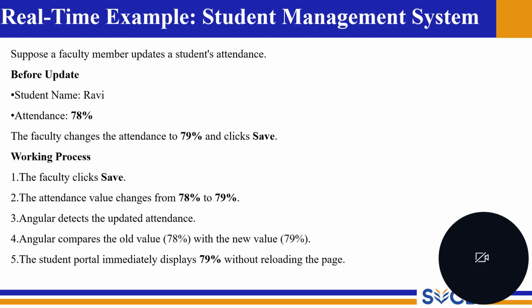Here, the real-time example is a student management system. Suppose a faculty member updates a student's attendance. Before the update, the student's attendance is shown; the faculty changes the attendance to 79% and clicks save. So the working process: the faculty clicks save, the attendance value changes from 78 to 79, Angular detects the updated attendance, and Angular compares the old value with the new value. Finally, in the student portal, it immediately displays 79% without reloading the page.